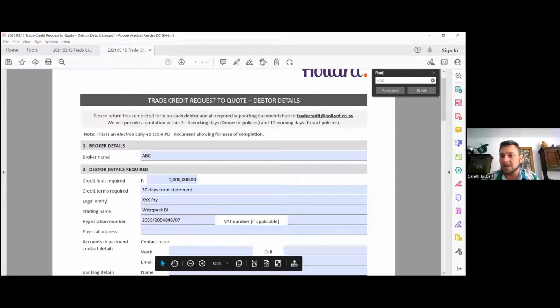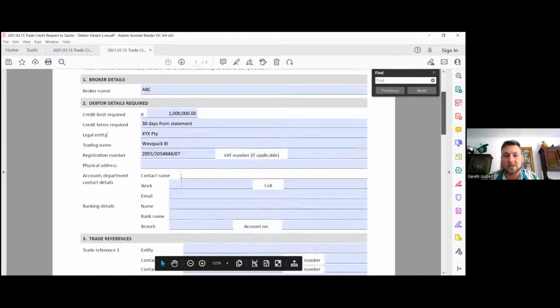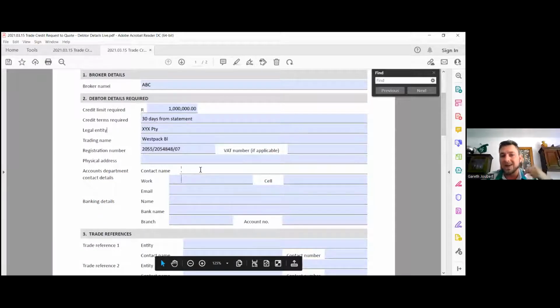The accounts department contact. So this is the person that we would phone at the buyer's offices, so at your client's offices. This is crucial for us because that's the person that we would use to phone for financials. Because, and I'll get into that now.